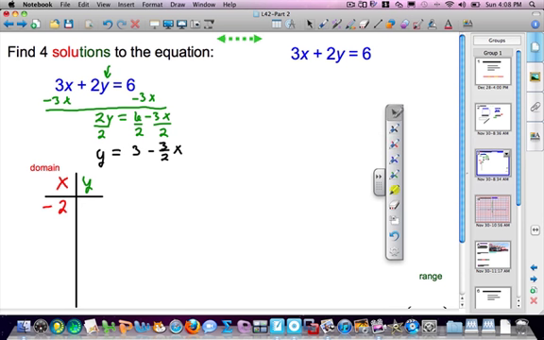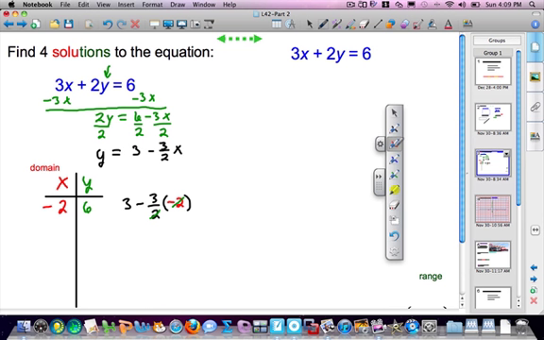Now, to find the solutions, what I'm going to do is write down the equation and substitute into the equation my x value. So 3 minus 3 over 2, and where the x is, I'm going to replace the x with a set of parentheses. Now, follow the order of operations. 3 plus 3 is going to be 6, so the output will be 6 when x is negative 2.